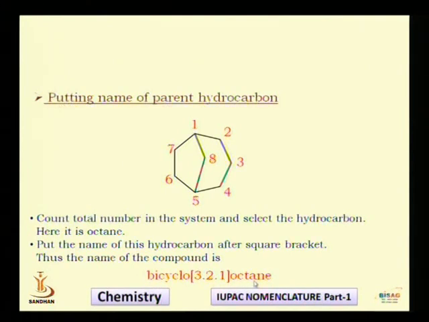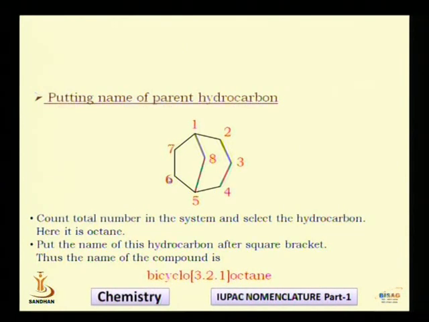So now we have completed the entire procedure of the nomenclature. As I told you, the nomenclature is divided into 3 components. The first component is the prefix, the second component is filling the square bracket with numbers, and the third component is writing the name of the parent hydrocarbon. For this compound we know that it is a bicyclic compound, so the prefix which we have put is bicyclo. Then we gave the numbering following the rules, and then we counted the number of carbon atoms in the first half cycle, which we have written over here.